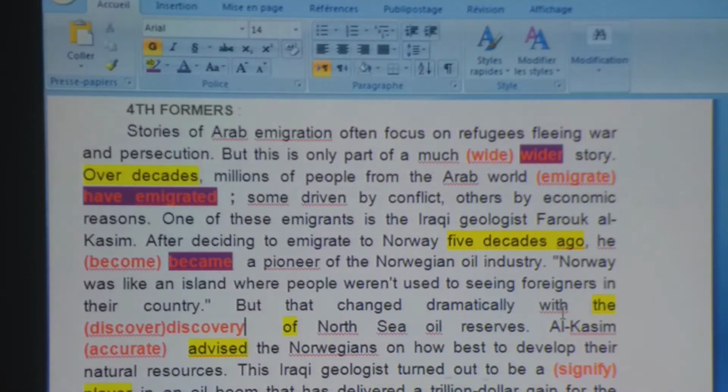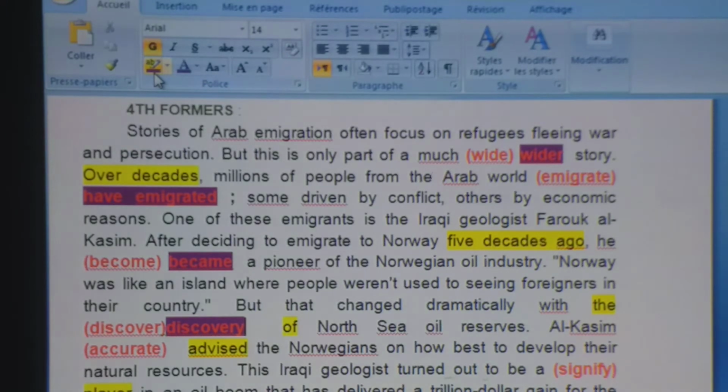Nice. So this is the word that we are supposed to write in here. Discovery is a noun, so I need a noun, which is discovery. Good. Of North Sea, the verb is of course discover, and the person noun is the discoverer.